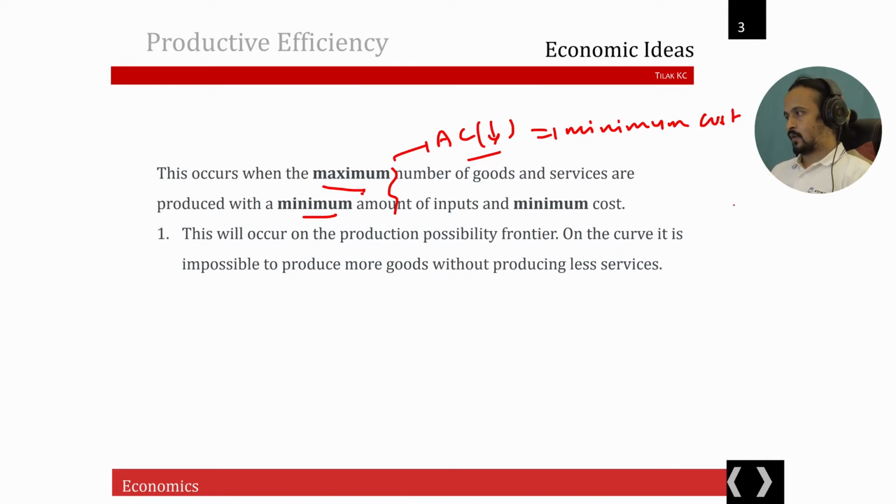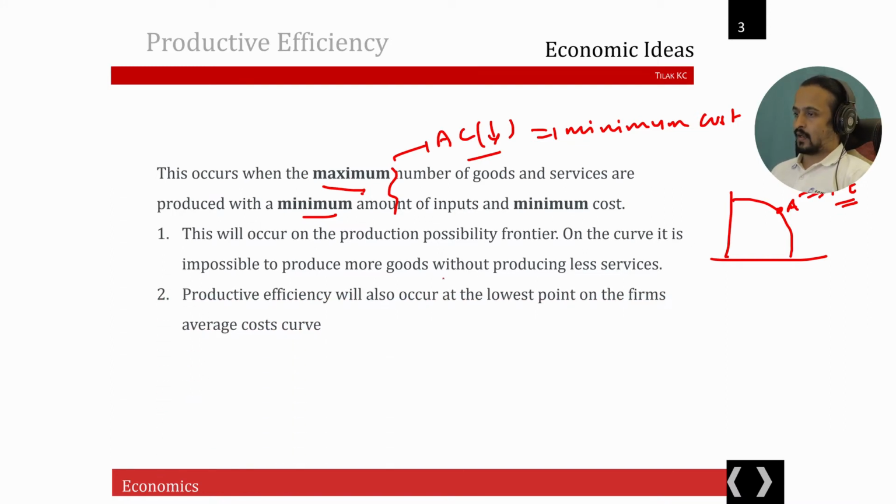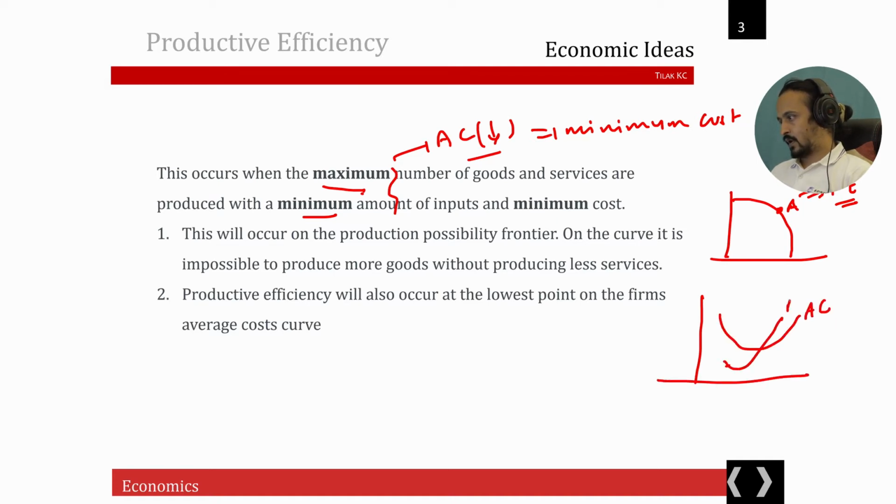One of the easiest ways to do it is through the production possibility curve. So if this is your production possibility curve, and if you plot a point A exactly on the production possibility curve, this point A is going to be productively efficient, right? And the second way of doing that is through the average cost curve. So if you draw the average cost curve like this, and if you draw the marginal cost, we know that the marginal cost curve cuts the average cost at the minimum lowest possible point. So if the production happens at this point Q1, this is the example of productive efficiency.